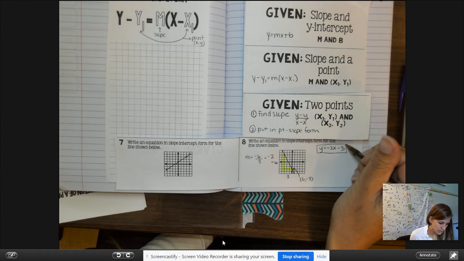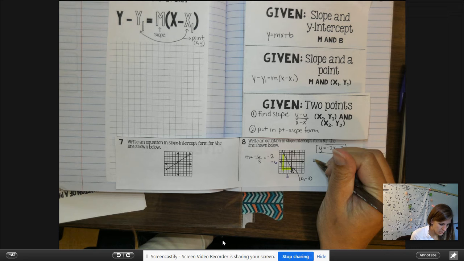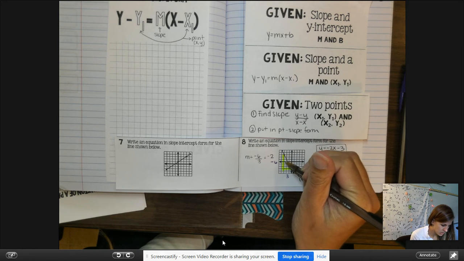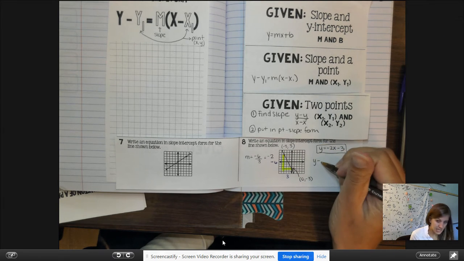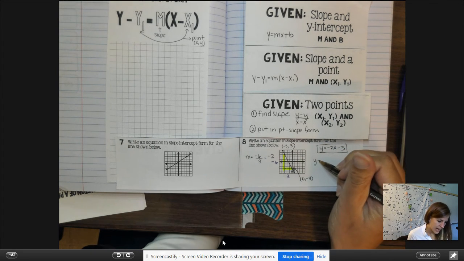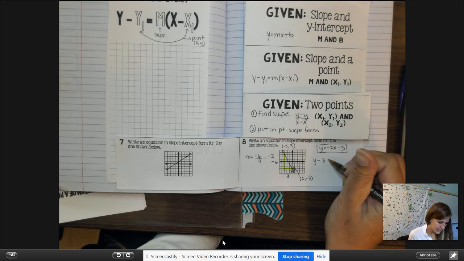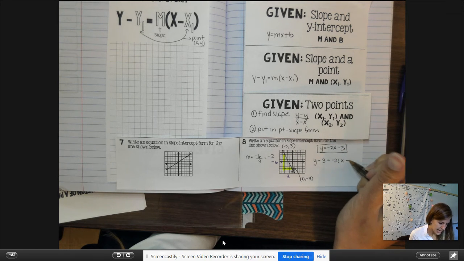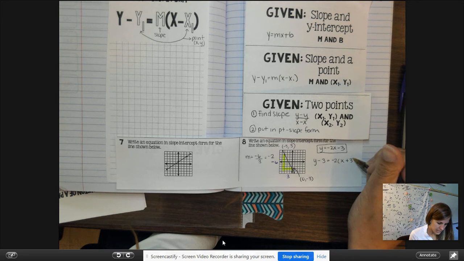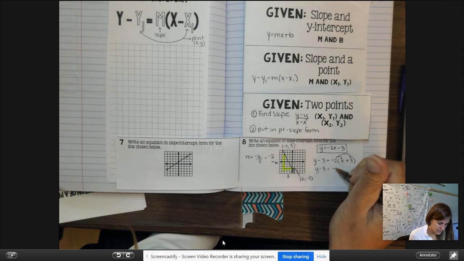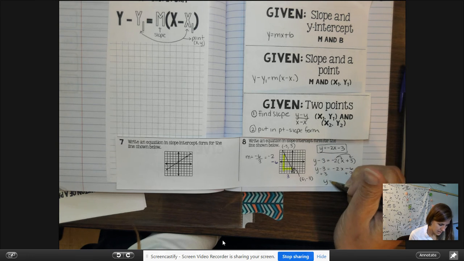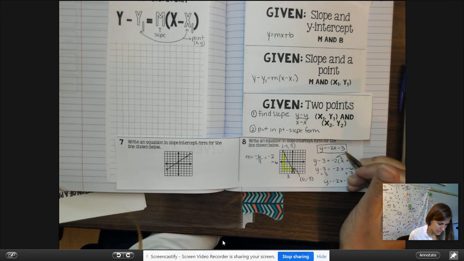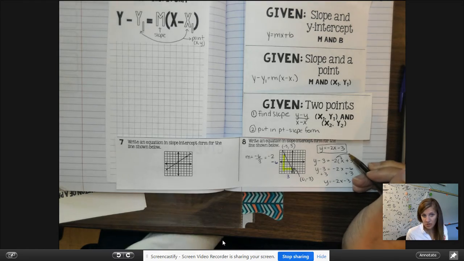Now, just to be safe, we could also do this point here, which is at (-3, 3). I could put this in point slope form. So we'd have y minus y, which is 3, equals -2 times (x minus x, which is -3), so plus 3. I would distribute, and I'd have y - 3 = -2x - 6. And if I add the 3 over, I think we're going to end up at the same spot. Yep. So either way, I have the equation of the line, which is great.